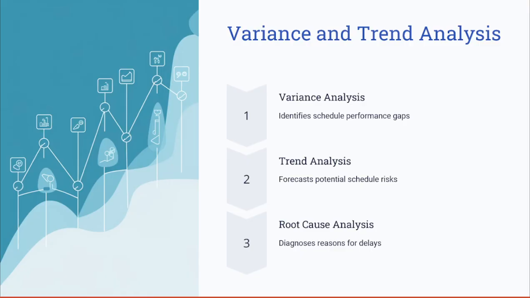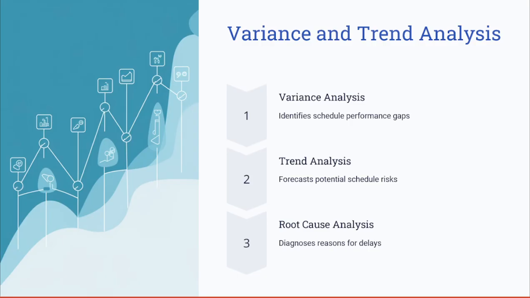When it comes to performing variance and trend analysis, the variance analysis helps you identify the schedule performance gaps. Trend analysis helps you forecast potential schedule risks based on the project data. Also, root cause analysis helps you diagnose the reasons for delays and resolve them by understanding the key reason behind the issues or delays.